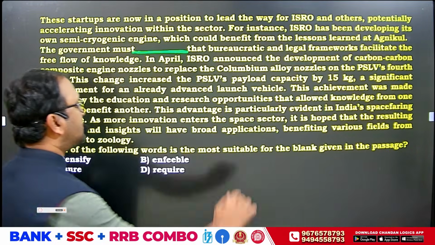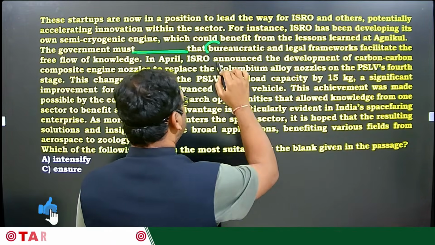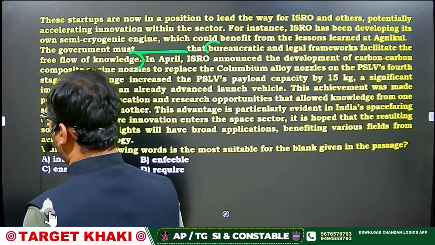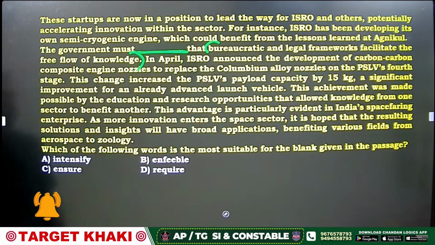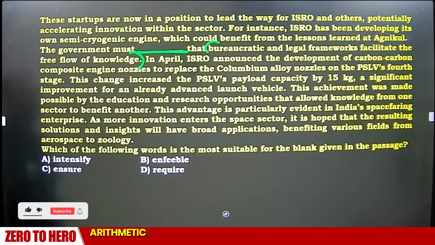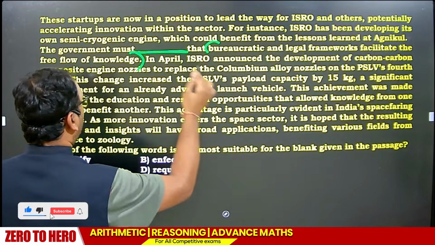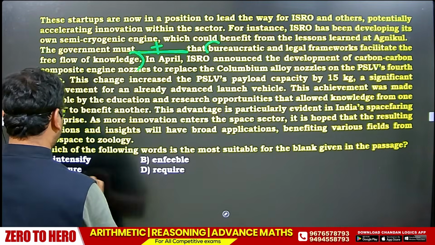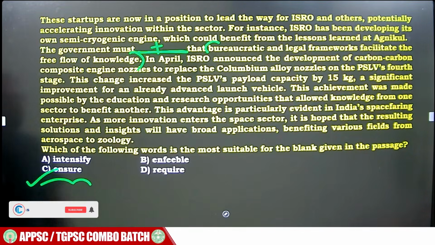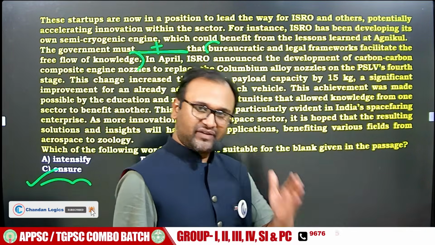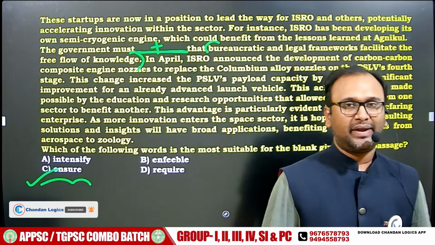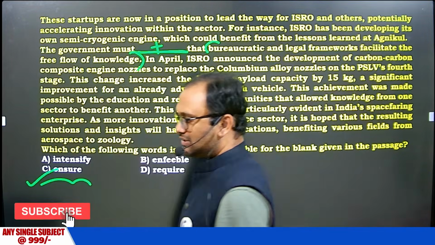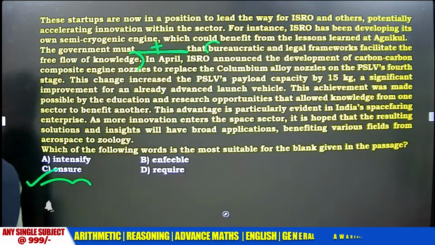So this is a positive sentence, no? Bureaucratic and legal frameworks facilitate the free flow of knowledge. It is a positive sentence. So when something is a positive thing, government will what? Support. Government must make sure, ensure. Option C. Government must ensure that this happens or that happens. So government must ensure is the right answer.